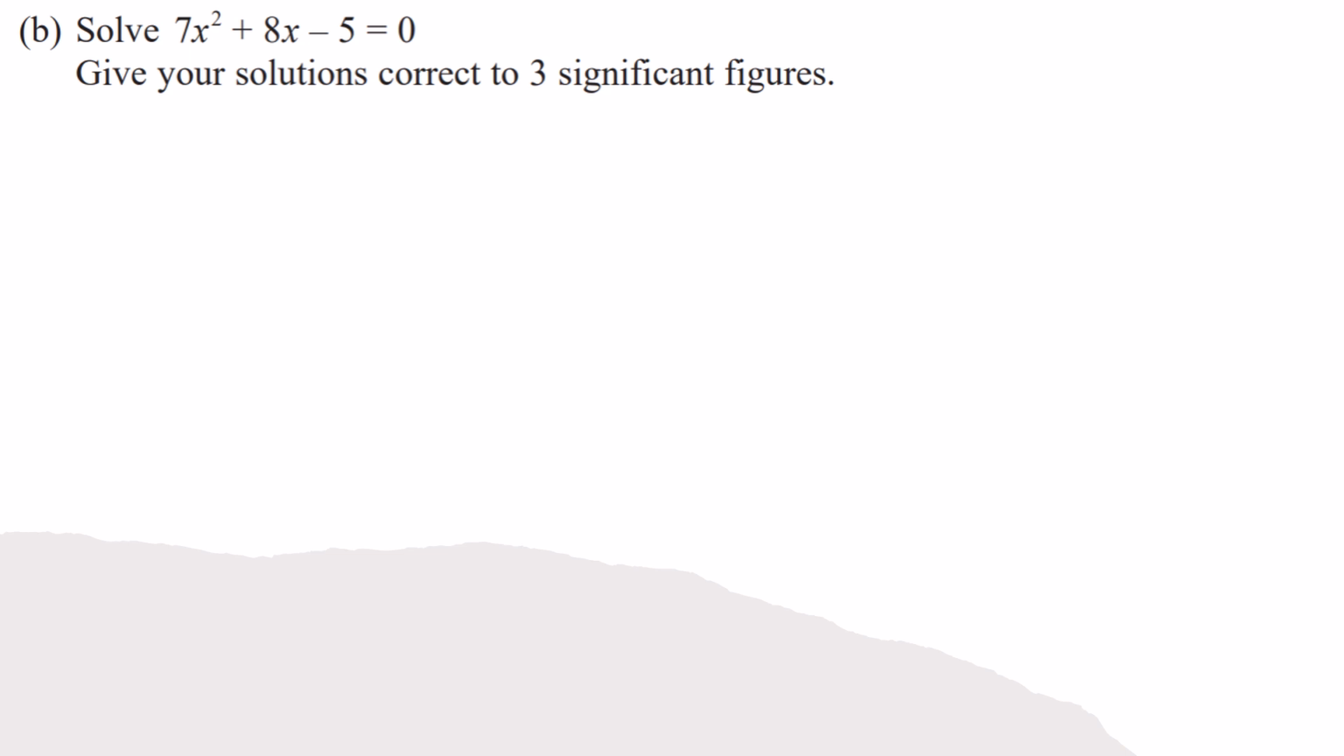GCSE 9-1 Maths, solving a quadratic equation using the quadratic formula. So, classic calculator exam question, in hopefully a few minutes. This is part of a question. We're asked to solve 7x squared plus 8x minus 5 equals 0. We're asked to give your solutions to 3 significant figures, and it's a 3-mark question.